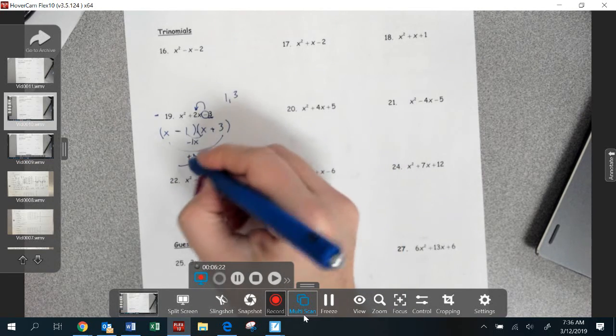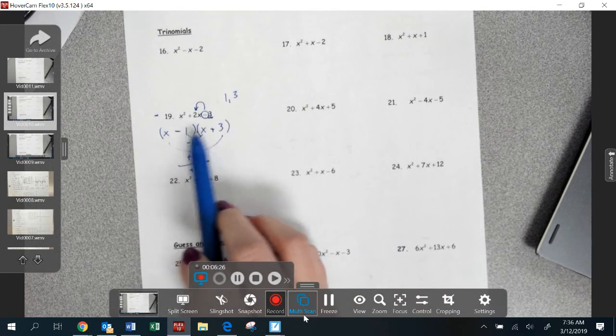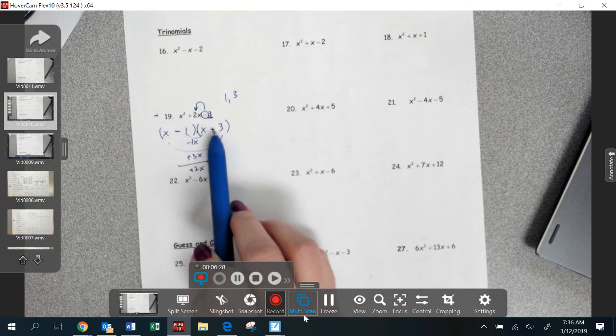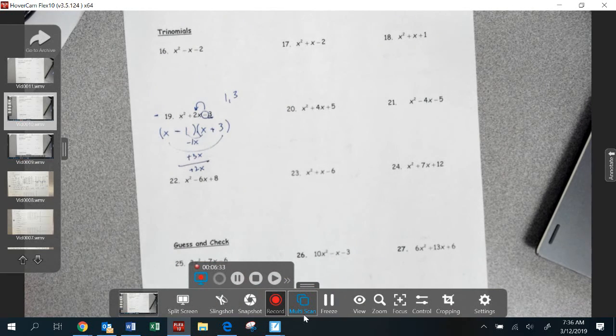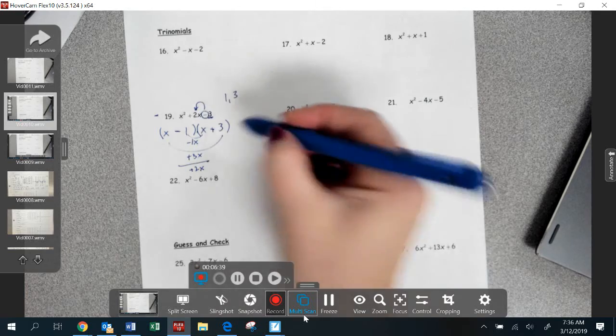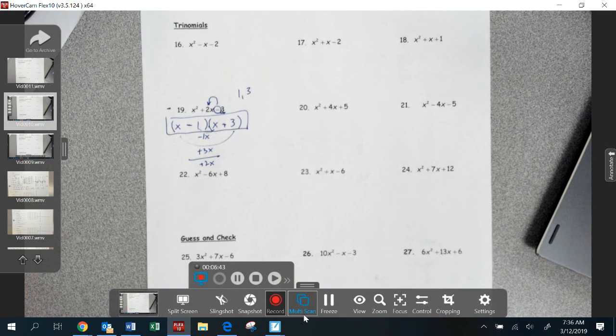that would add up to positive 2x. My middle term matches up. If I check my last pair here, negative 1 times positive 3, it does get me negative 3. So that would work out as making sure I've been able to multiply this back together to the original. So this would be your factored form for that problem now.